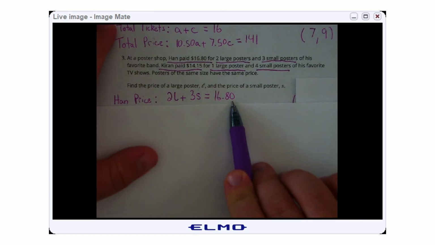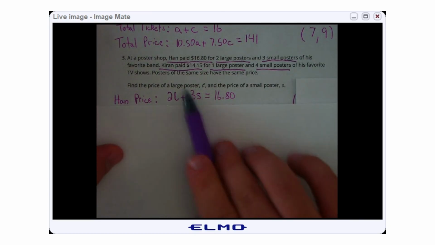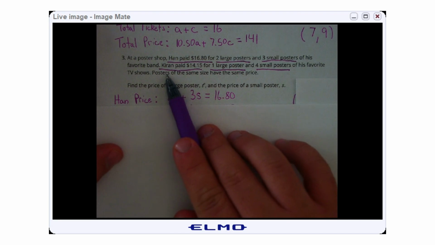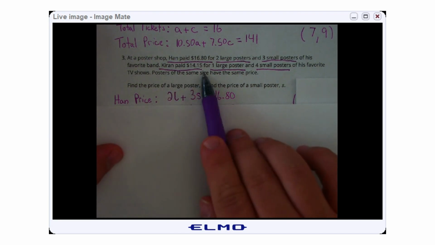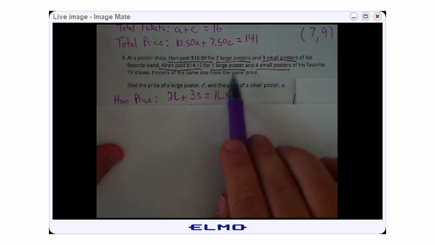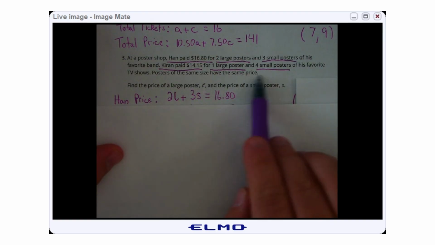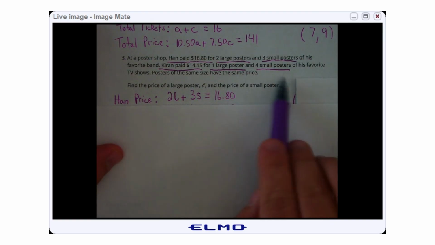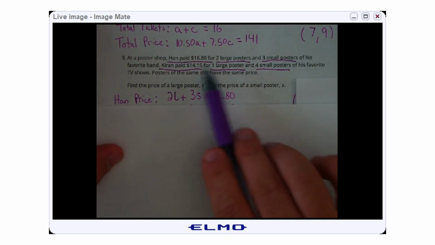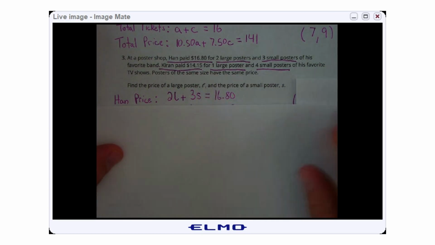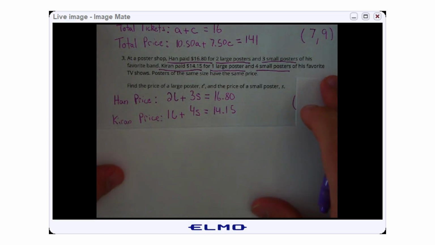But in order to find out the price of both of them, we also have to take into account Kieran. So he paid $14.50. So 1 times the price of large posters plus 4 times the price of small posters should equal the $14.50 that Kieran paid, right? And his equation looks something like this.